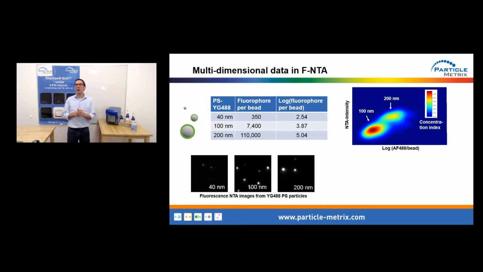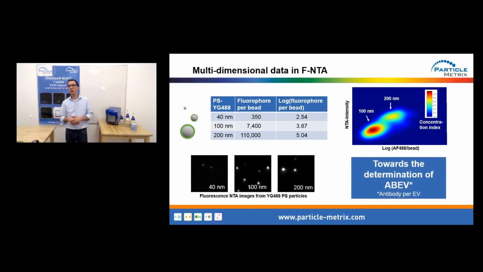This is a heat map, and the color represents concentration. And you also have to keep in mind, NTA technology sees the 40 nanometer fluorescent particles, and this corresponds to 350 fluorophores per bead. This is towards the determination, and I would like to speak about the term ABEF, which means antibodies per EV. So this is the analog to the ABC, the antibodies per cell.